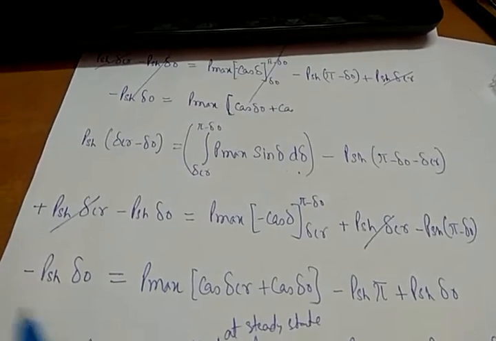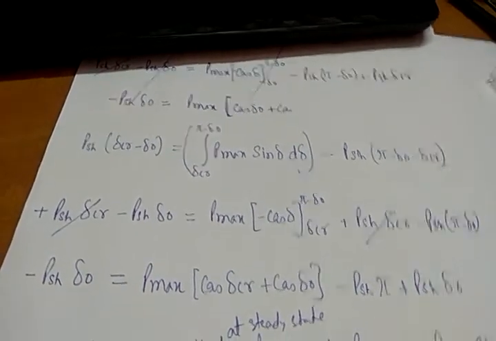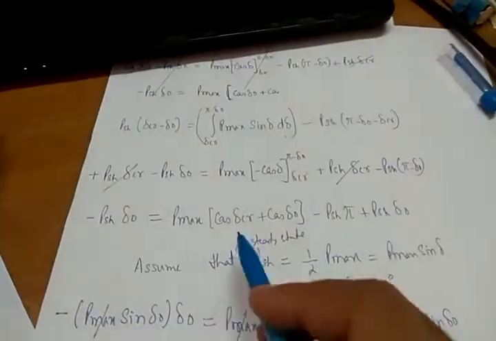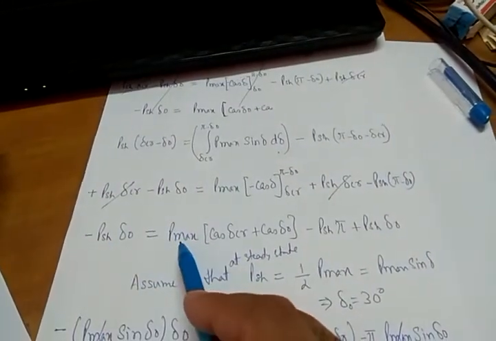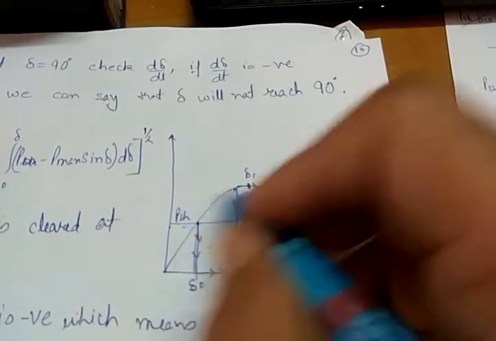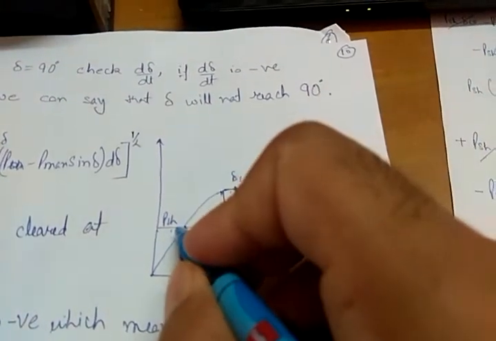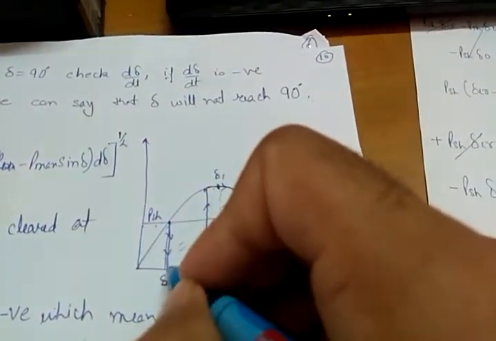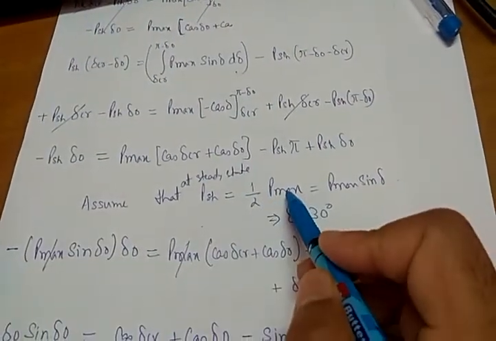and P shaft. Suppose we are saying that at steady state, P shaft is equal to half of P max, meaning this is the steady state point. At this point P shaft is half of P max, when delta is equal to delta naught. So at steady state, P shaft is equal to half of P max.